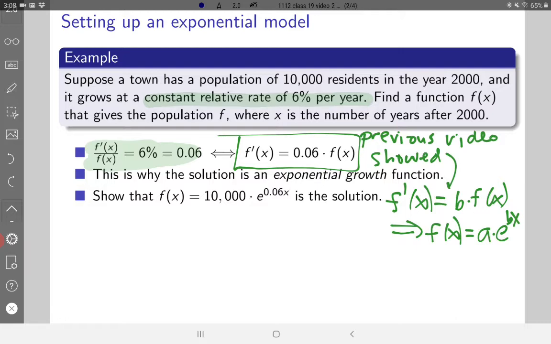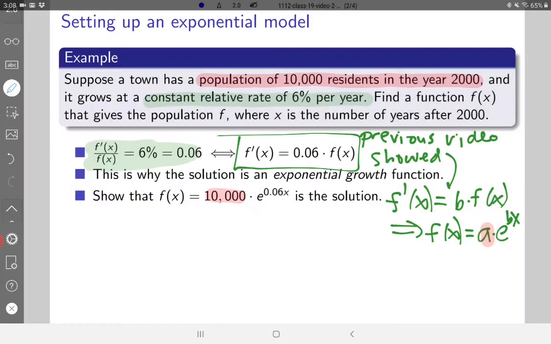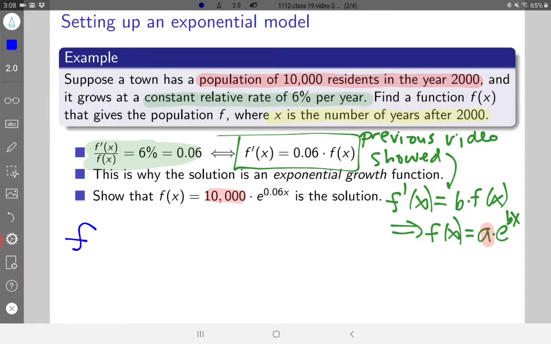And now we're actually going to use one other bit of information. We're going to use this given initial value that the population was 10,000 residents in the year 2000 to come up with the value of a. That's going to tell us where that 10,000 is coming from. But be careful, I have to pay attention to how the variables are defined. And I have chosen in the setup of this problem to say x is the number of years after 2000. Now that's helpful because that tells me that f of 0 has to equal 10,000.